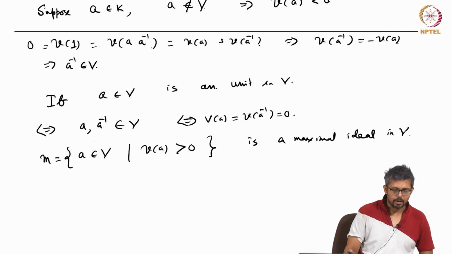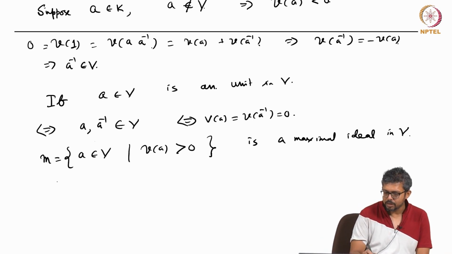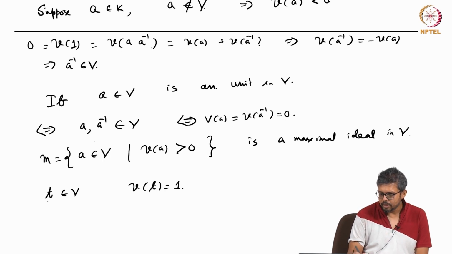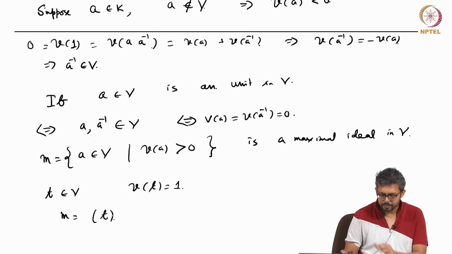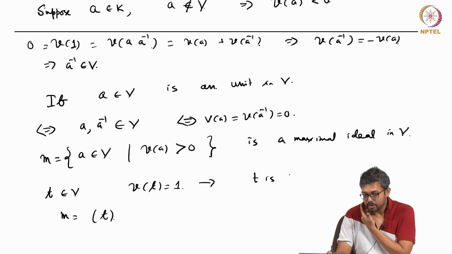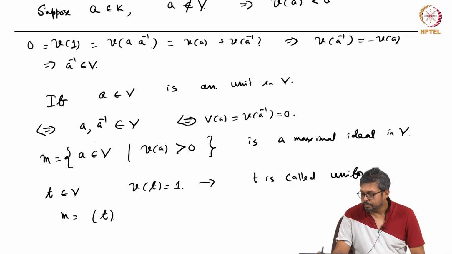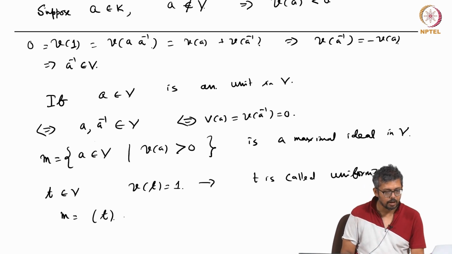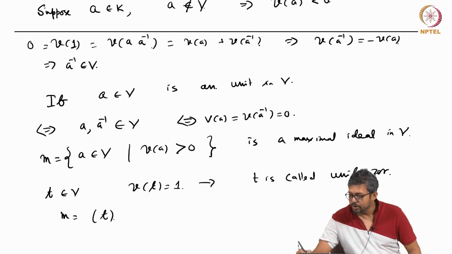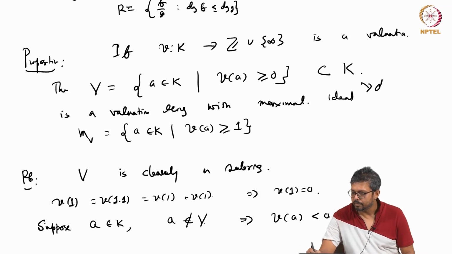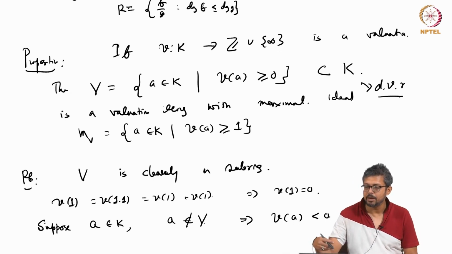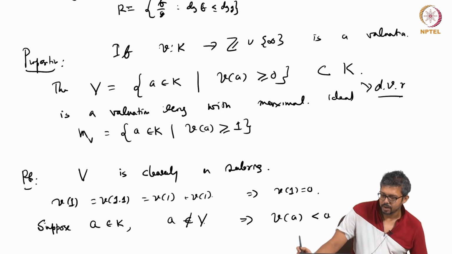So this is a rough proof, and there are some special elements you can show that these are generated by a single element. Especially if you take an element T in V such that V of T is 1, then this T is called a uniformizer, and any two uniformizers differ by some unit. So these maximal ideals are generated by this uniformizer. And these valuation rings which appear from a discrete valuation are called DVRs, discrete valuation rings.